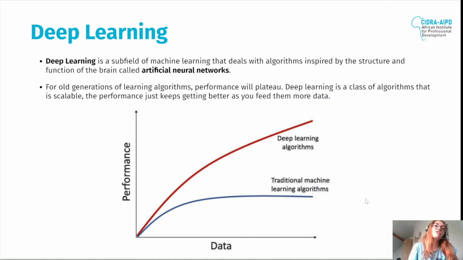The old generation of learning models kind of plateaued. We kind of know things, but deep learning is a class of algorithms that is scalable. The performance just gets better and better the more data you feed them. Look at this chart here. With the old algorithms, even if you have a lot of data, it plateaus. It's not going to get any better. You reach a performance, and that's it. But with deep learning, if you keep feeding examples, keep feeding observations, it can keep getting better and better. That's the good thing about deep learning.